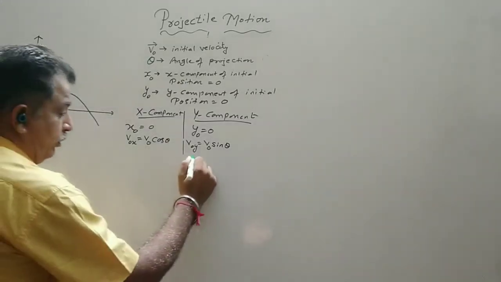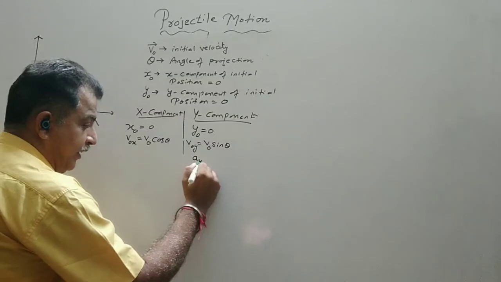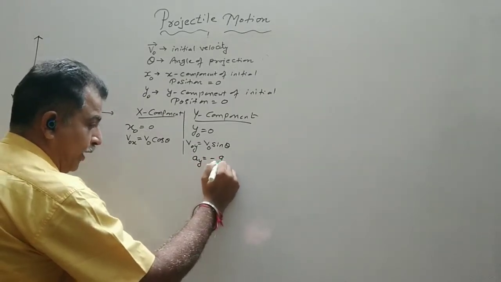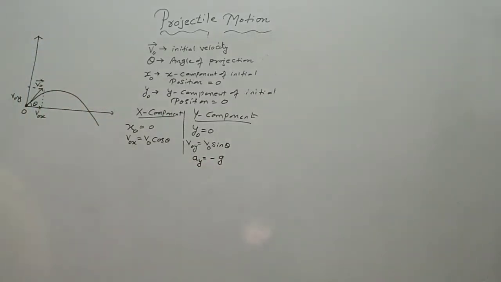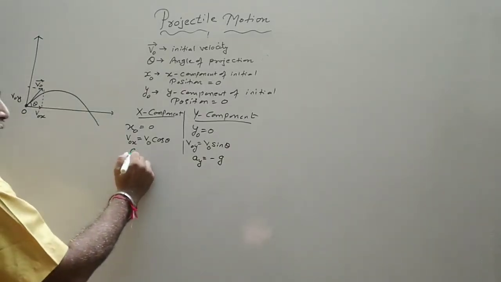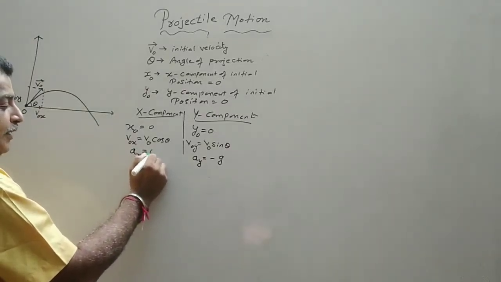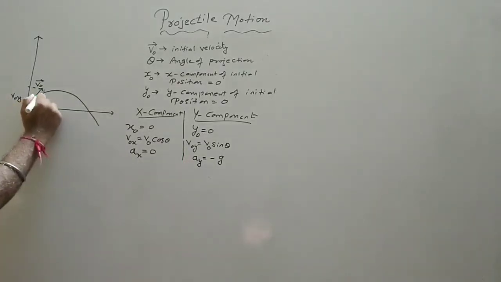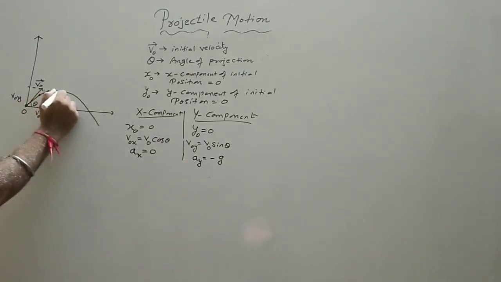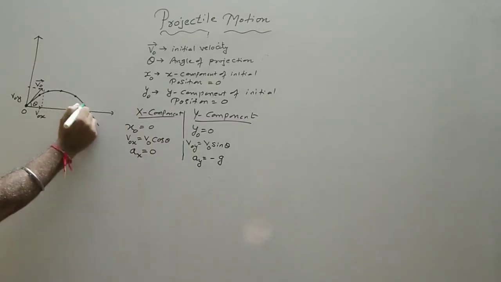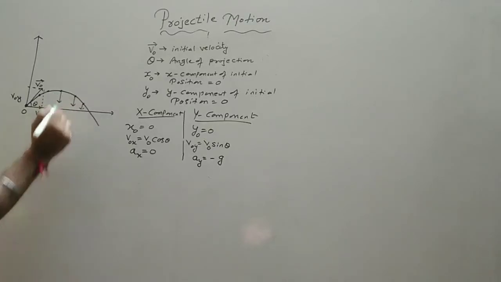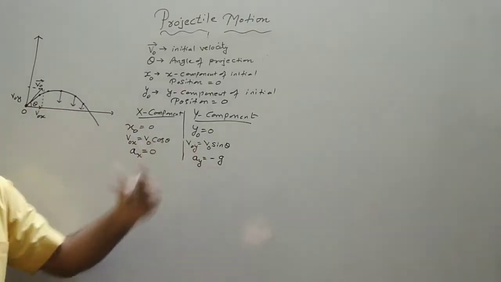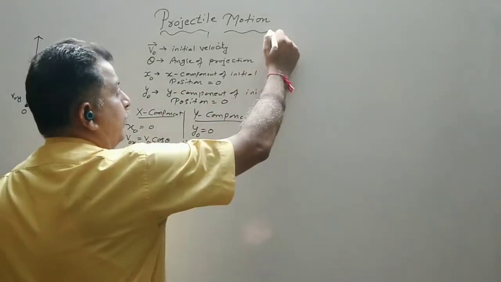Now acceleration due to gravity, that is y component will be taken as minus g and x component will be taken as 0, because at each and every position, at each and every point, the acceleration due to gravity is vertically downward. So ax is taken as 0, ay is taken as minus g.